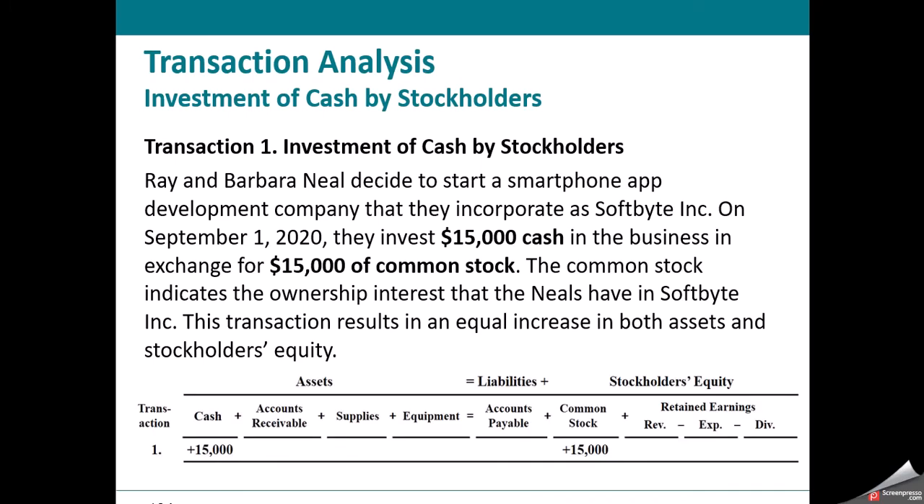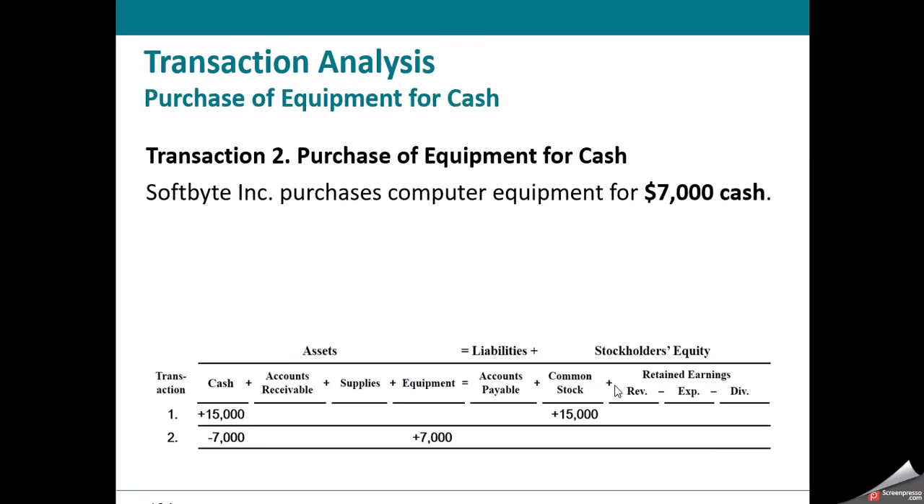So then here, if we look at how that hits the ledger, we've got $15,000 coming into our cash account, which is an asset. It's something the company owns. And then we have $15,000 coming into common stock because it's creating the stockholders' equity. And then our equation balances because we have an increase to our assets and an increase to stockholders' equity.